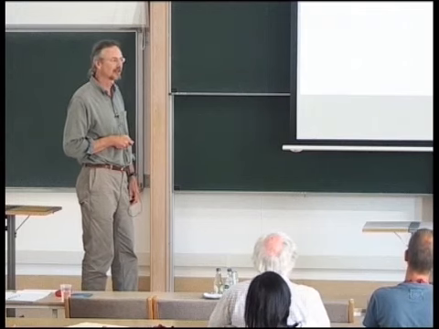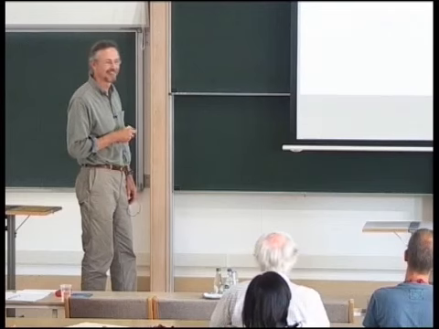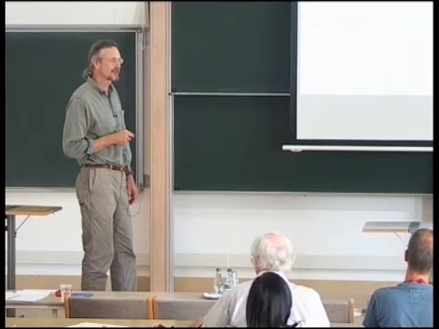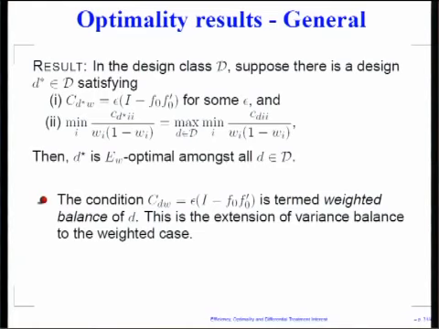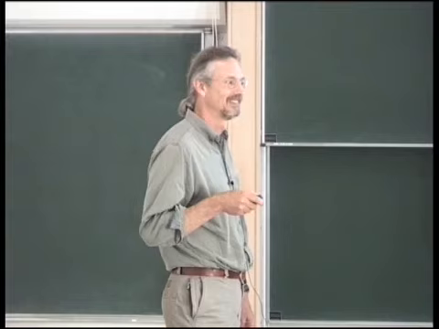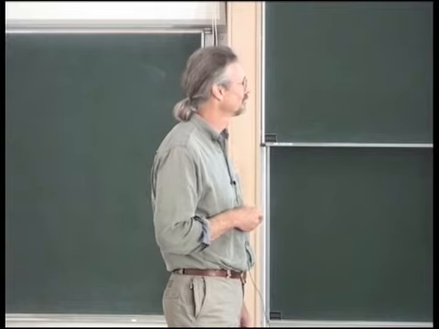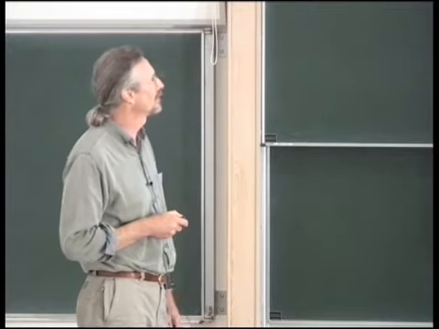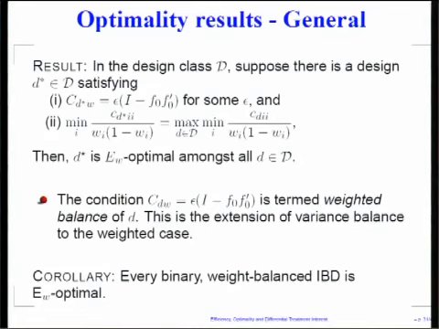Okay, so kind of a Kiefer-looking thing, right? But this is only EW optimality. Typically, this will not give you other types of optimality. This condition that you have a matrix of this form we call weighted balance. This is the extension of variance balance to the weighted case. What it actually says is every contrast has the same weighted variance with the structure. You can show that if you have a binary block design, then this condition is achieved, and so a corollary of this: every binary weight balanced IBD is EW optimal.